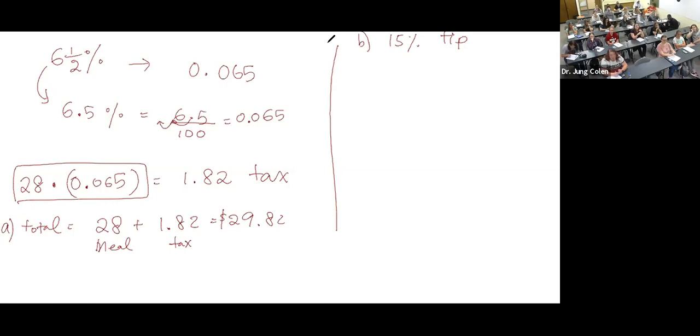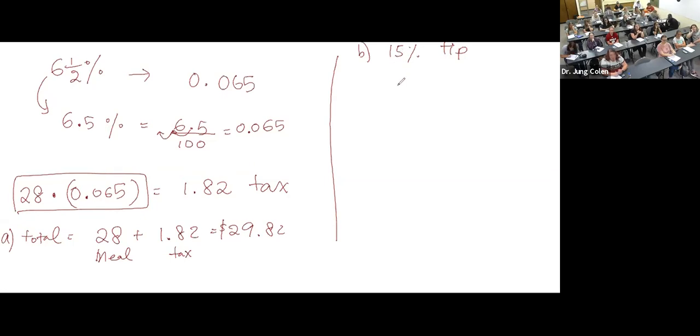So what is a pre-tax sale? Pre-tax meal? $28. So multiply that by 15%, 0.15. What is it? And you get $4.20. Is there any easy way to calculate this in your head?